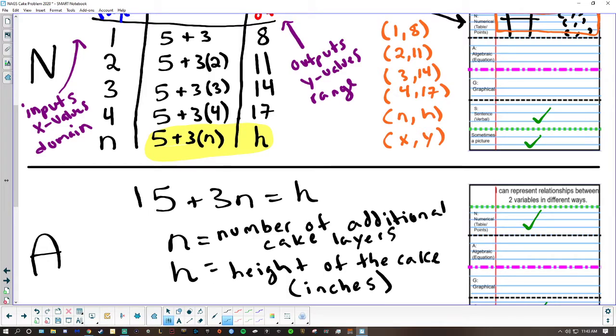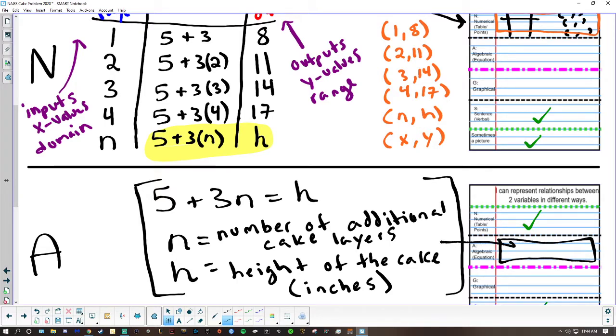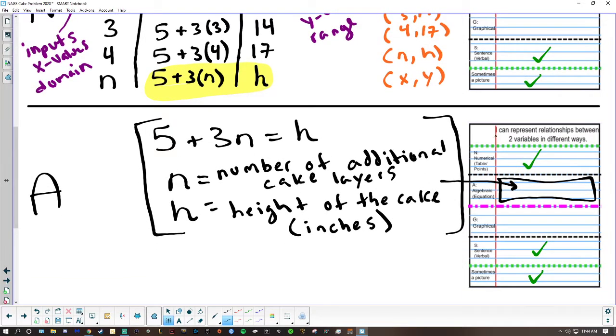Okay, so this is everything you need for your algebraic equation. You need your equation, and you need to describe what your variables are. So all of this is going to go inside of your A in NAGS. So all of this goes in here. Again, take a second, pause the video, and make sure you copy down this entire thing, everything I wrote in A of NAGS, algebraic equation.